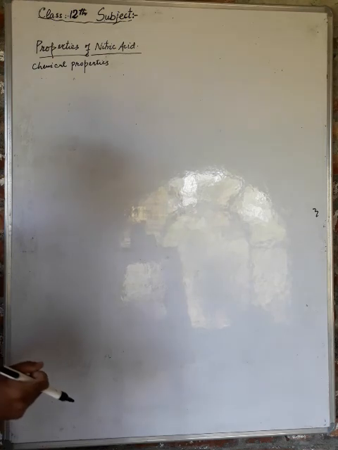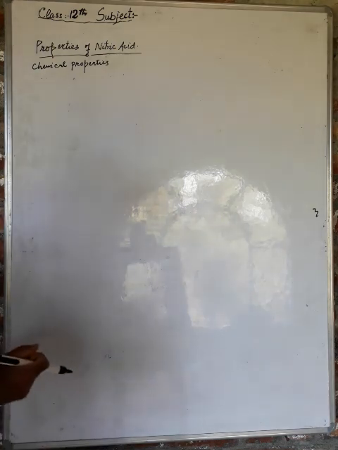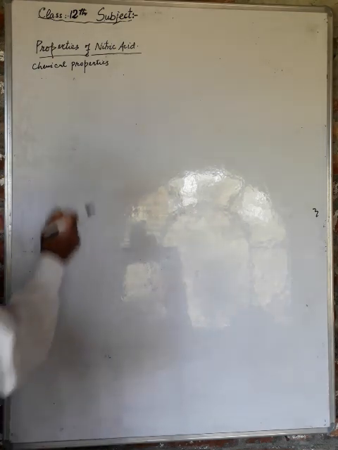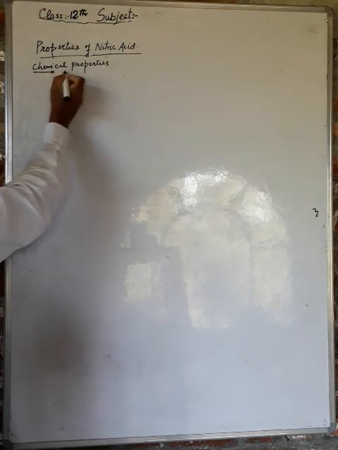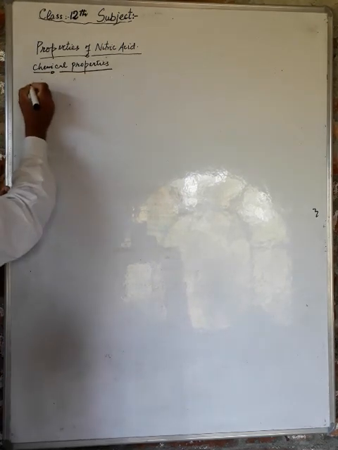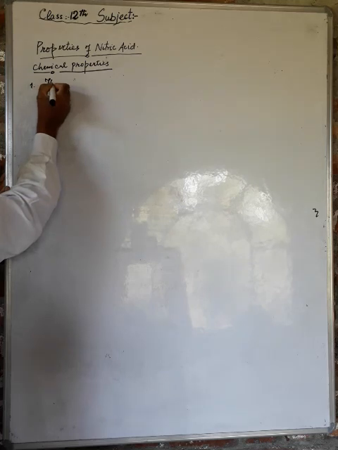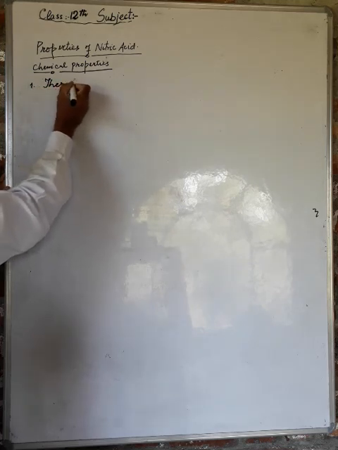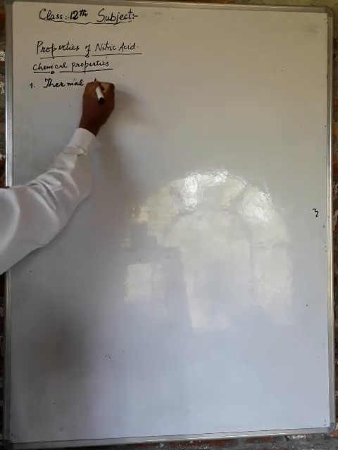Assalamu alaikum, dear students. Today our topic is the chemical properties of nitric acid, as we have already discussed its physical properties. Number one is thermal decomposition.